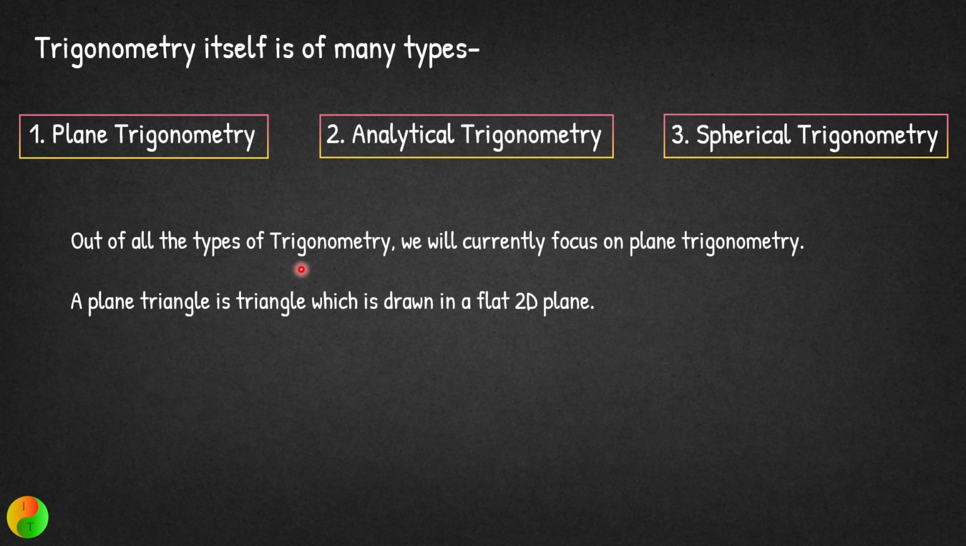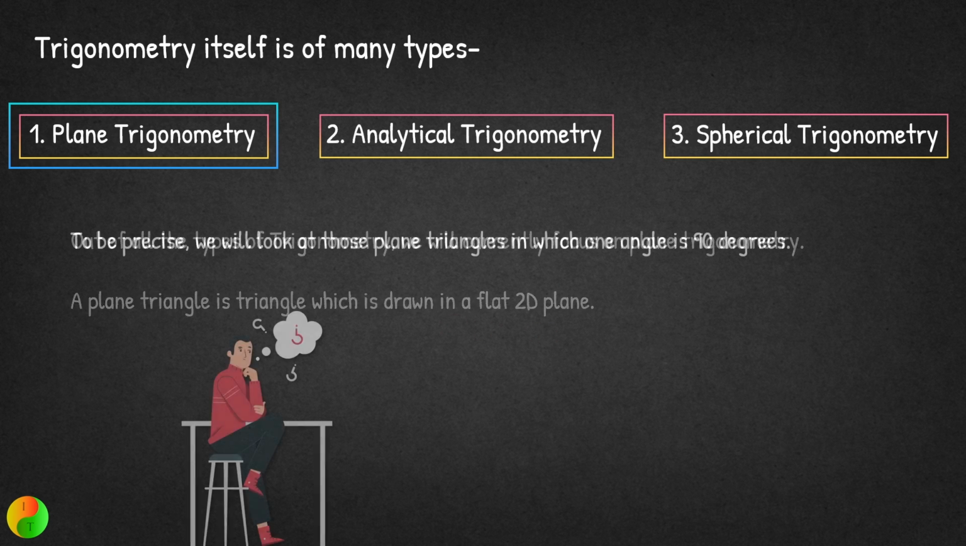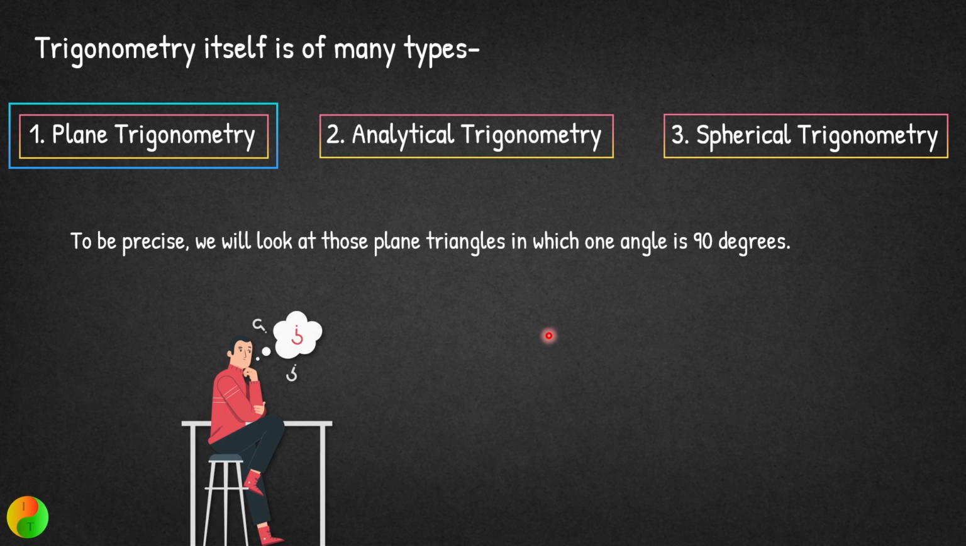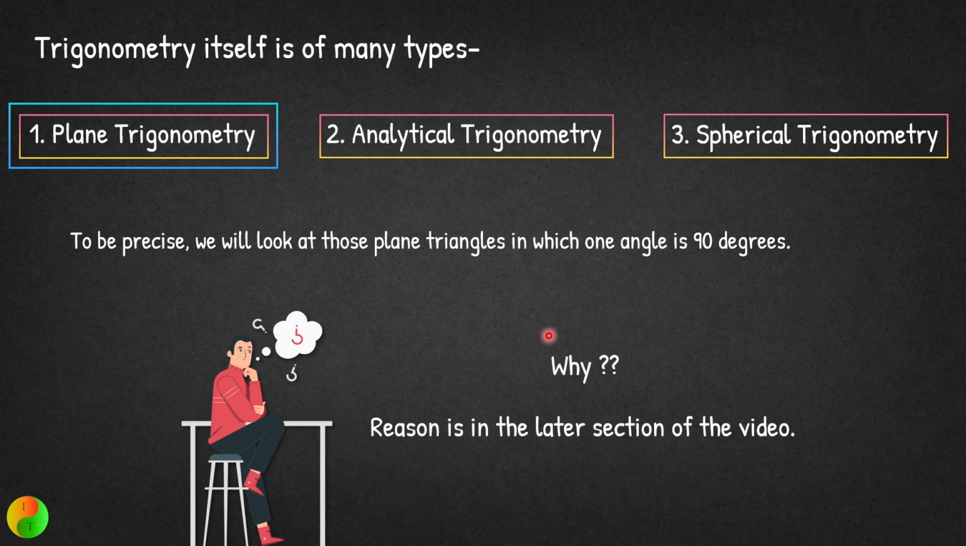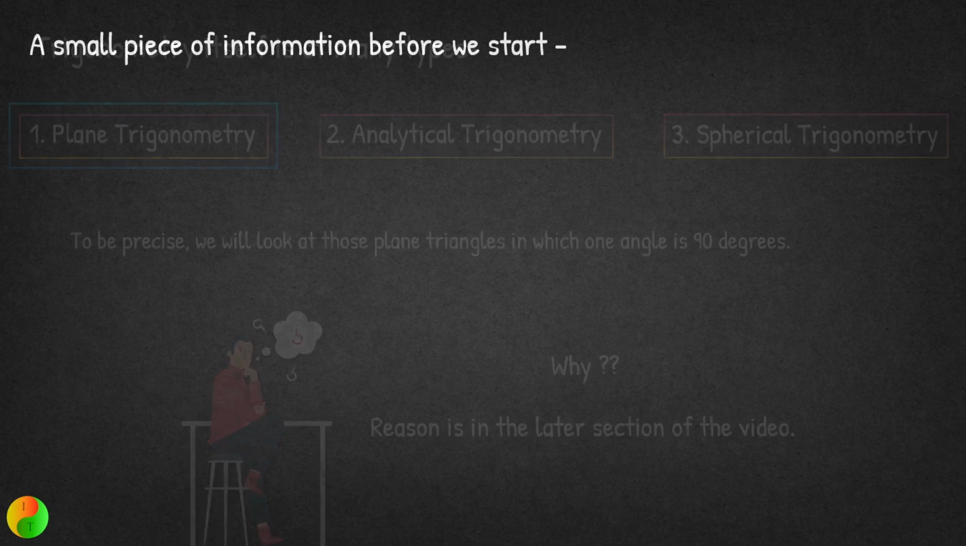Out of all these types of trigonometry, we will currently focus on plane trigonometry, in which we'll study a plane triangle. A plane triangle is a triangle which is drawn on a flat 2D plane. To be precise, we will look at those plane triangles in which one angle is 90 degrees, which are right angle triangles. You must be thinking why? The reason is in a later section of the video.